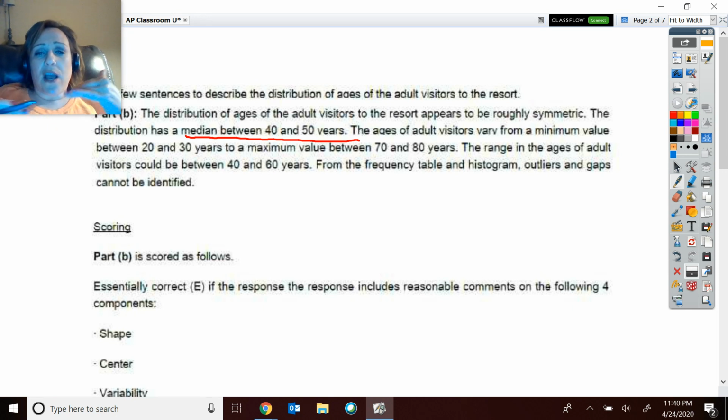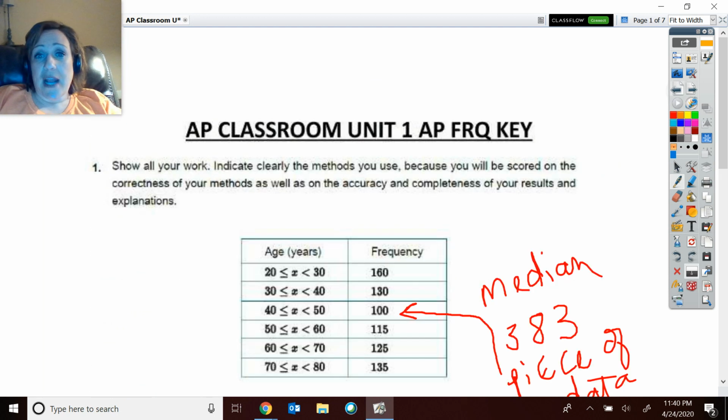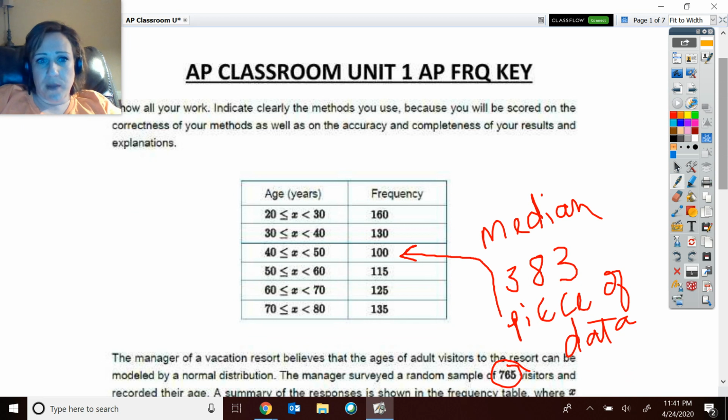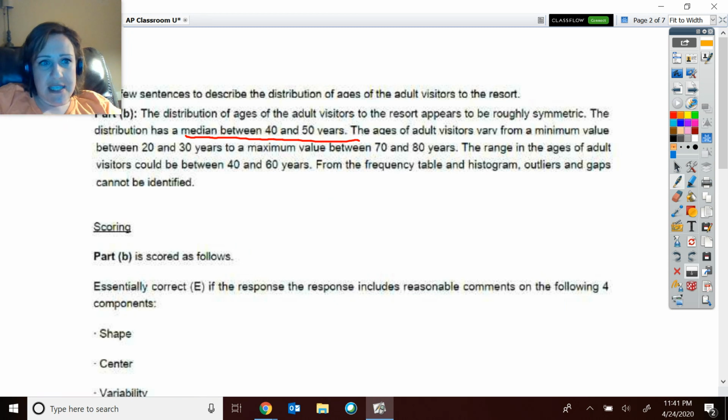Now they also described the spread. When I did it myself, I said the range was from 20 up to 80, so the range was about 60 years of age, from somewhere in the 20s to 30s to the 70s and 80s. They were a little bit more wishy-washy and said the minimum is between 20 and 30 and the max is between. So they were describing the spread. The range is between 40 and 60 years wide. Now, they said also that there doesn't seem to be outliers or gaps. So that's how they address the outliers.